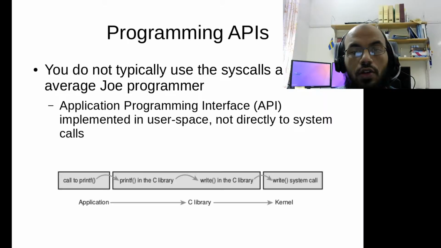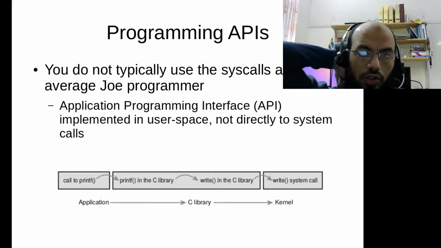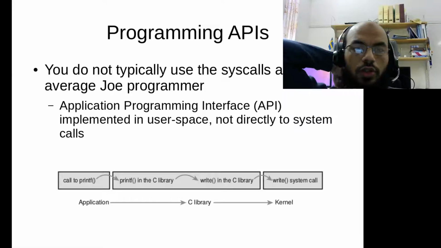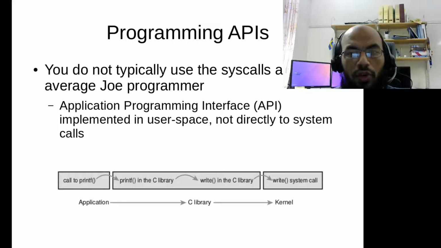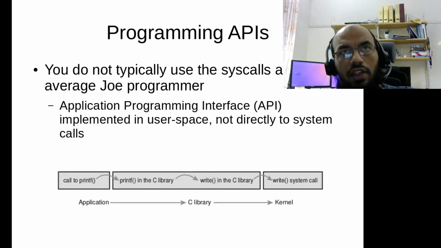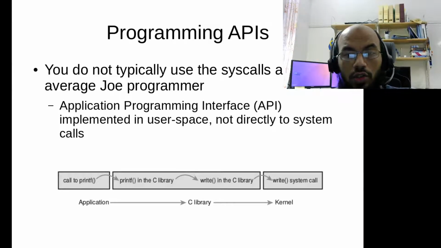Okay, so as an average programmer, you do not typically use system calls. You do not go and call a system call directly into the kernel, but you use an application programming interface to call a system call. And that's what most people are familiar with. It might be that the API call actually overlaps with the name of the system call, for example, fork. But that doesn't mean that you're just calling the system call right away.